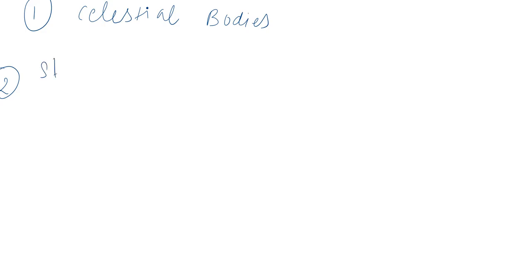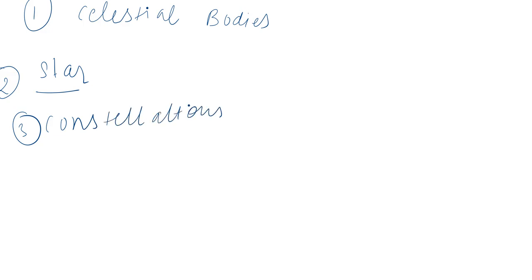The next definition which we have learned is the definition of the star. We all know the star is the celestial body which has its own heat and light, and it is made up of gases. They might appear very small, but they are very big in reality. It appears small because it is very far away from us. The third definition is constellation, which is the pattern formed by a group of stars.